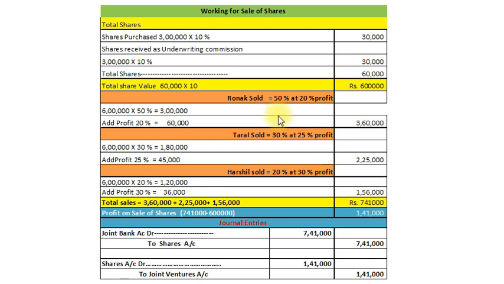So sales made by Ronak amounts to 3 lakh 60,000, that by Taral amounts to rupees 2 lakh 25,000 and Harshil amounts to 1 lakh 56,000. So total sales made by joint venture amounts to 7 lakh 41,000 and our profit on sale of shares amounts to 1 lakh 41,000, that is 7 lakh 41,000 minus face value 6 lakh rupees. So our profit 1 lakh 41,000 on sale of shares, and our accounting entry is joint bank account debit to shares account 7 lakh 41,000 as a sale proceeds.